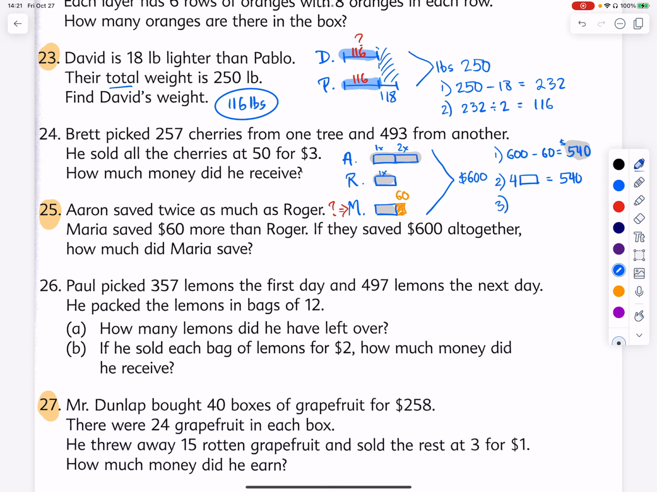Well, step 3, 540 divided by 4. Is 540 divisible by 4? Let's try. 540 divided by 4. Of course, 14 divided by 4, well, 12 divided by 4 is 3. It becomes 12. And 20 divided by 4 is 5. Each unit is 135. Let's label it.